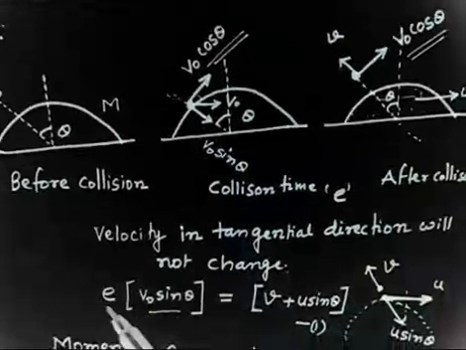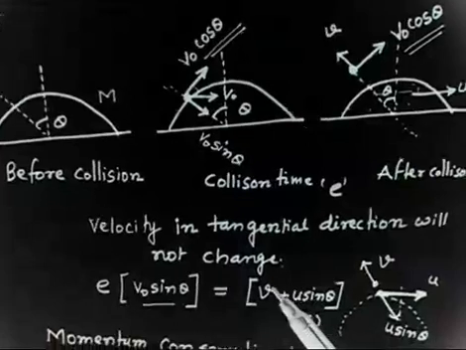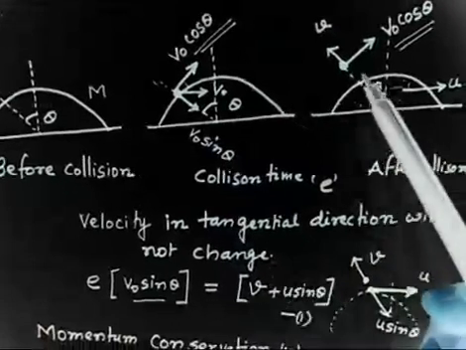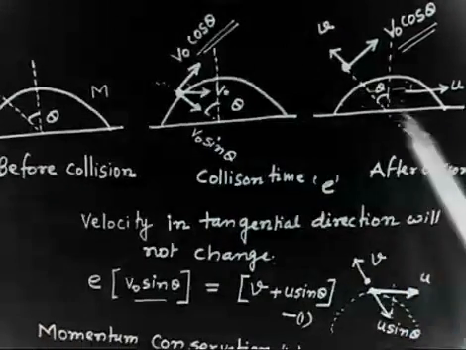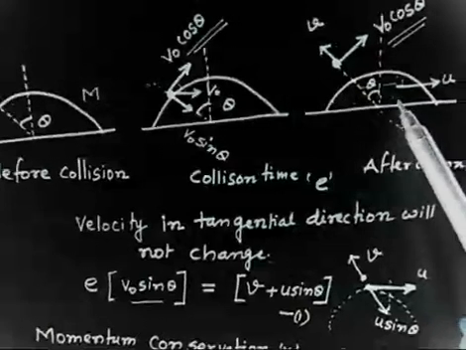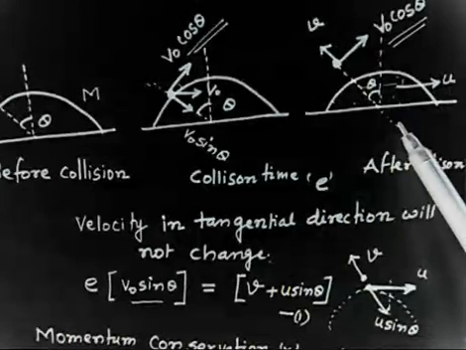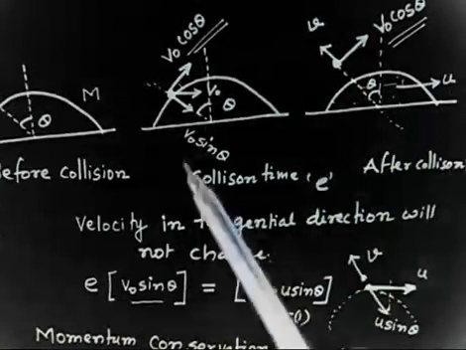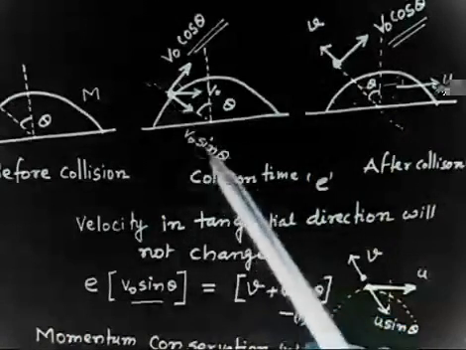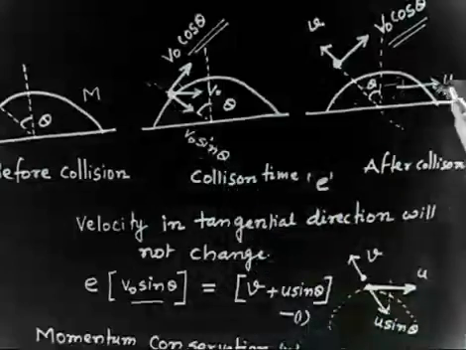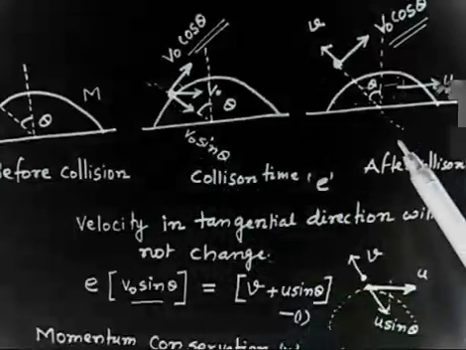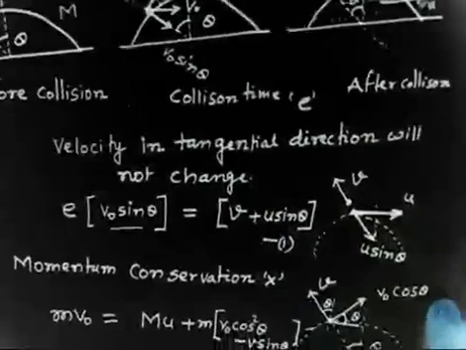So I have to apply e times the velocity of approach. What is the velocity of separation? This mass is going with v this side, but this hemisphere has a velocity u this side. What is the component of u in this direction? You will have u sine theta. If you have v naught, the component in this direction is v naught sine theta. If you have u in this direction, the component will be u sine theta. I have already shown this here also.